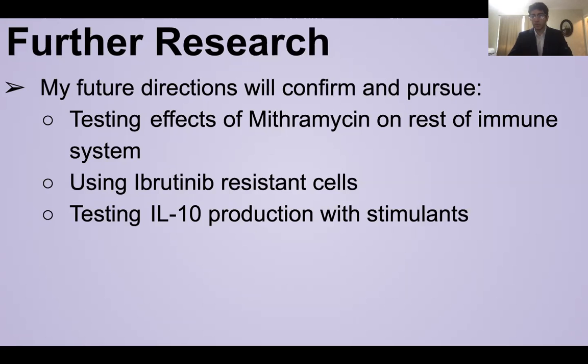And finally, another next step for my project that I can do in the future is seeing what effects mithramycin and ibrutinib in a combination would have on IL-10 production with different stimulants. Because as you probably noticed on my ELISA results slide, I only used one trial for this experiment with no stimulants at all, using ibrutinib and mithramycin in a combination. However, using different stimulants could give me a better indication of what effect these stimulants could have on IL-10 production, and if they could increase the productivity of these treatments on IL-10 production.